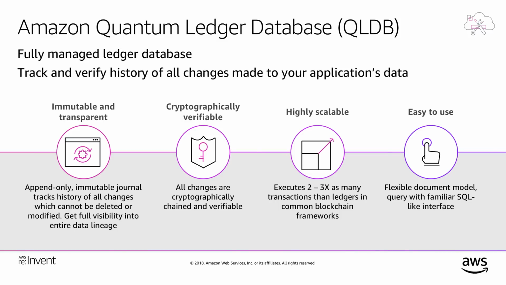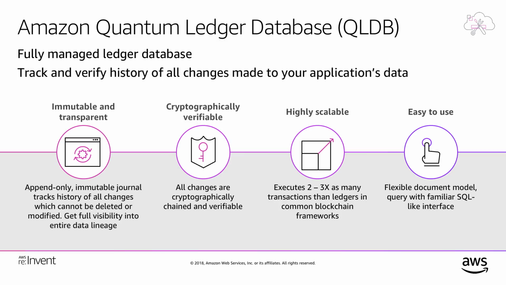So what does QLDB, Quantum Ledger Database, do for the customer? Well, one, it's immutable and transparent. It's an append-only immutable journal that tracks history of all the changes, which cannot be deleted or modified. And it's important to understand that the customer does not have access to the ledger to be able to do that. The customer gets full visibility into the entire data lineage, but they don't have access.